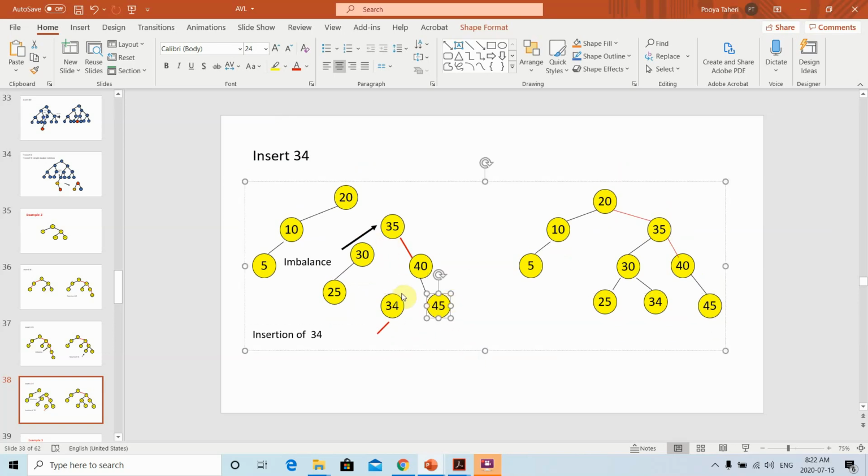Right now 34 was on the left side of 35. As you pull this string towards the left, this edge is going to move towards the left side of 35 as well. So basically 34 becomes the right child of 30. Okay, so this is what we end up with.